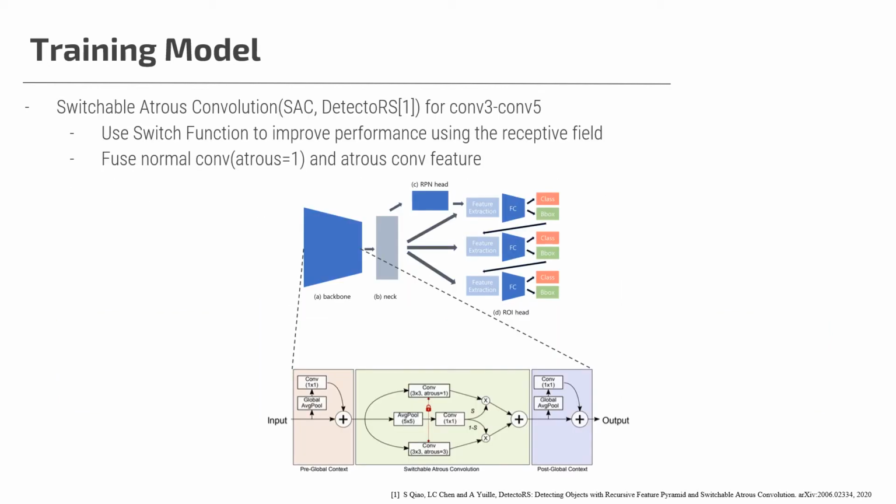In addition, the switchable atrous convolution is used. As you know, atrous convolutions are the operation that increases the field of view without any additional computation. However, the fixed receptive field has a limitation to understand the object. So, the switchable atrous convolution is used to solve the limitation of a fixed receptive field.